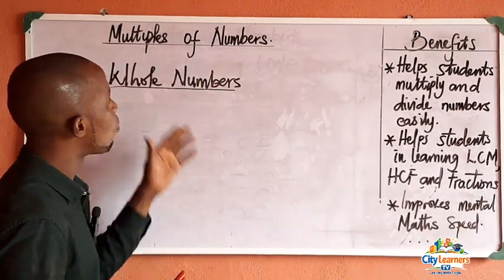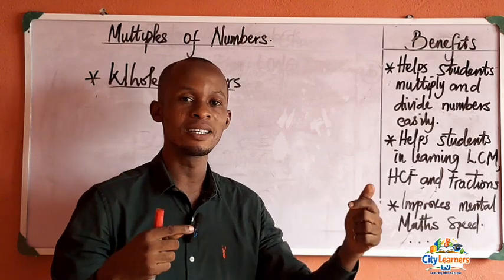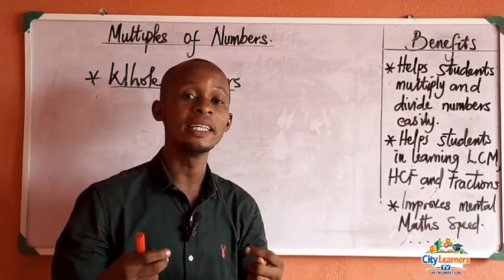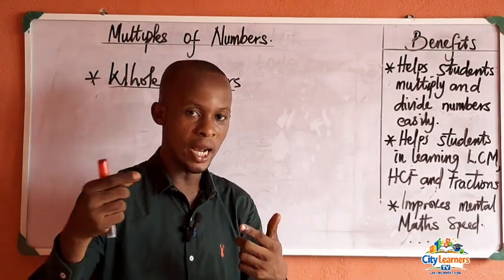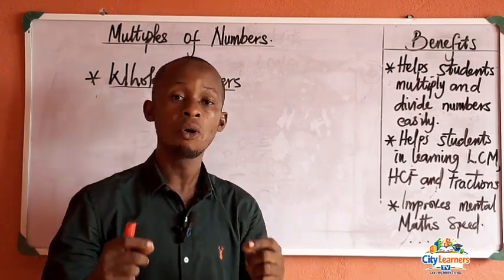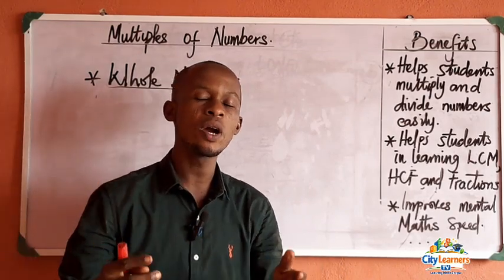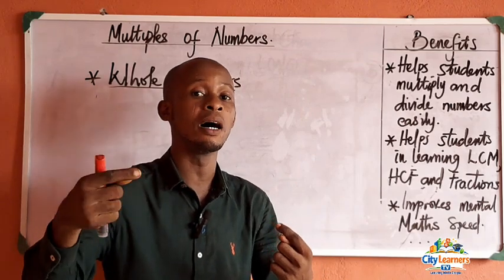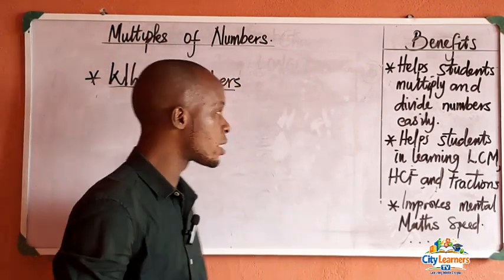So what is multiples of whole numbers? Multiples of whole numbers is the result we get when we multiply a given whole number by another whole number. I repeat, multiples of a whole number is the answer we get when we multiply a given whole number by another whole number, beginning from number 1 upward. And this is what I mean.